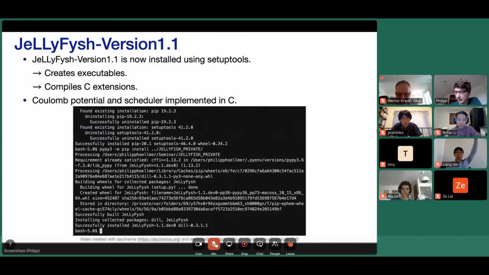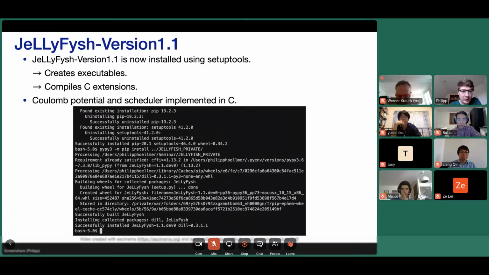But this also solves the problem that in the first version, you actually had to go into our source directory and execute the run.py script always from this directory. Otherwise, Python does not find the code. But now this is all solved automatically. So wherever you are, if you use the interpreter you've installed JeLLyFysh on, you can always find our source code. It's always importable, so to say.